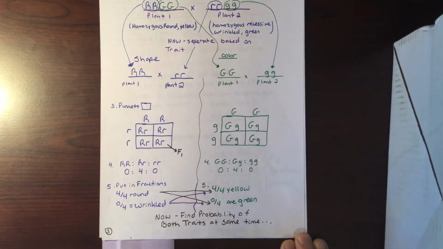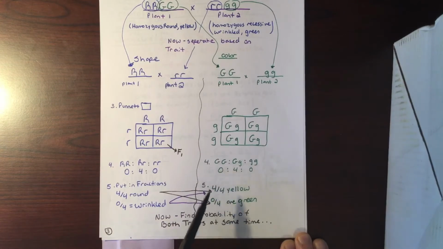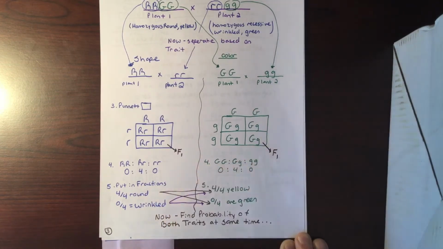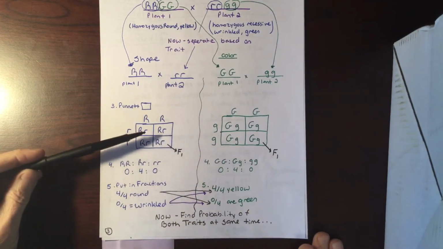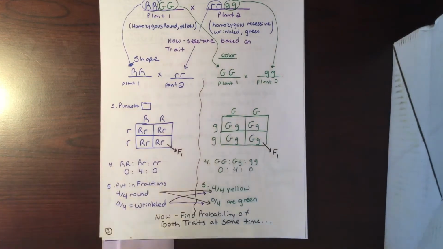I do the same thing with color. Big G, little g, put it in that Punnett square. Genotype, phenotype, I put the phenotype in fractions. How many are yellow? All 4 out of 4, because once again, these are all those F1 offspring. So looking at it, I can say, oh, well, all those babies are going to be round and yellow. That's the only alleles or genes that we have in that particular plant there.